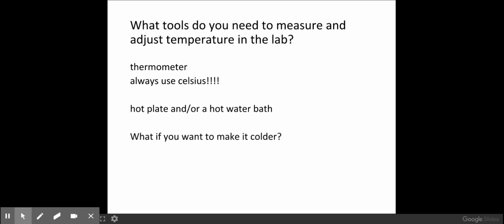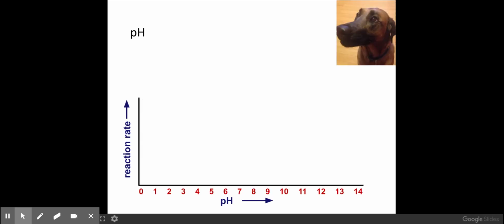What if you want to make it colder? You do know the answers to this. So you just use ice or your refrigerator. Those are great tools for making something colder than room temperature. So these are different ways that you could measure and then adjust temperature in a lab setting.